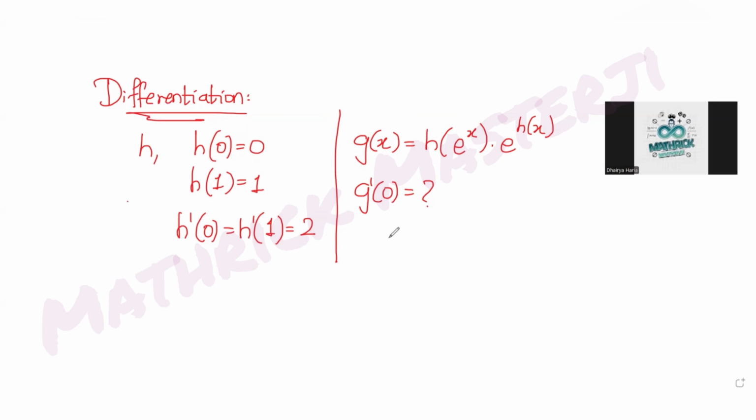If I talk about the answer choices given here, the options are 4, 5, 3, and 8. These are the four answer choices for this question. Let's see how to solve this question further and get the answer.